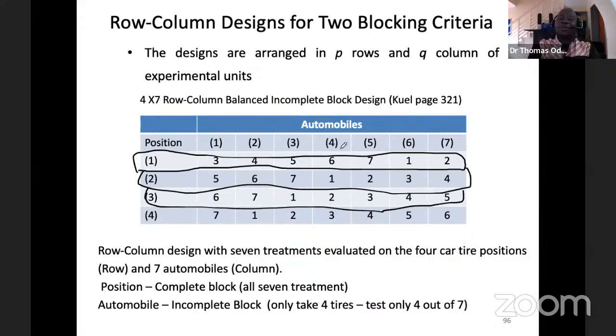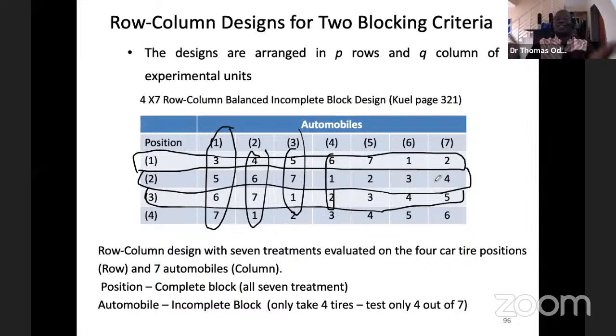But when we come to the cars themselves, each car only has 4 tires. So car number 1 cannot take all the 7 treatments, it can only take 4 of the treatments. So here you have your 3, 5, 6, and 7, and the others are not here. Then here you have another set of treatments, and another set, and another set, and another set. So this is a row-column design with 7 treatments, evaluated on 4 car tire positions, which are the 4 rows, and the 7 columns which constitute the cars.